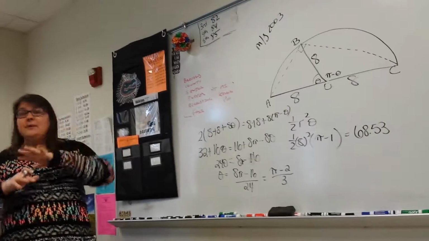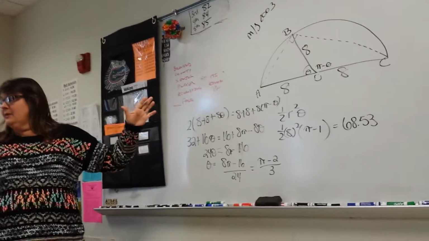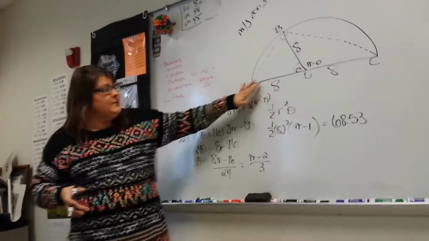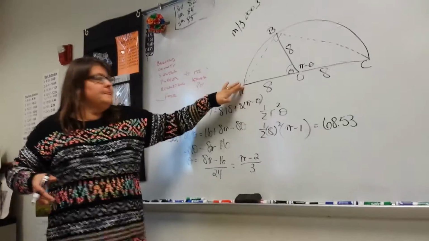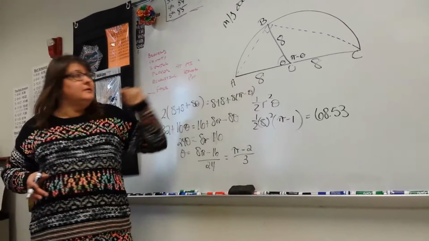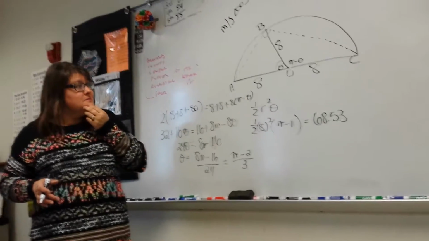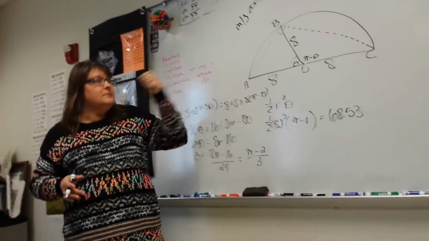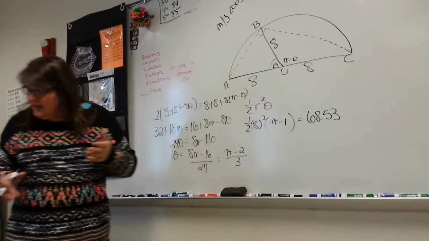So what do we know? Tell me what I know about this triangle now. What do we know about the hypotenuse? It is 16 in length, right? Good. Do we know anything else? It's a right angle. Excellent. And what are they trying to get me to find?